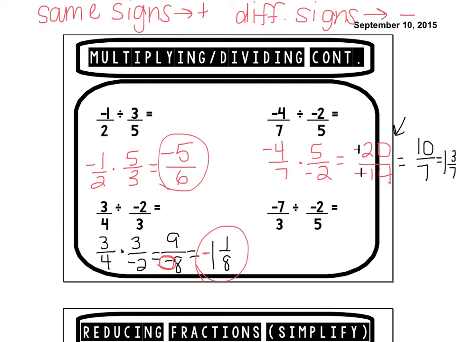The next one, we have to flip the second and multiply, which gives us -35 over -6. Again, two negatives become a positive. 6 goes into 35 5 times with 5 leftovers.